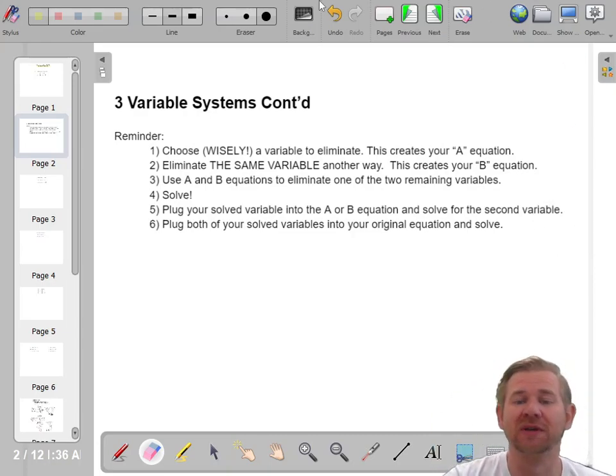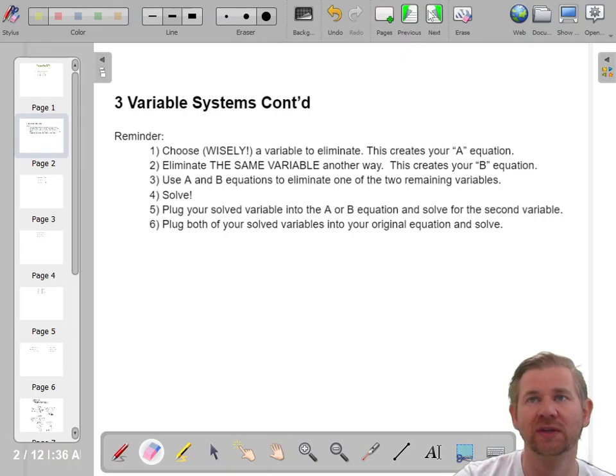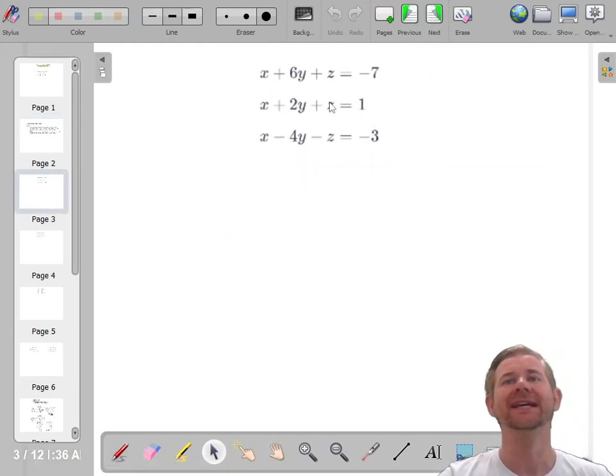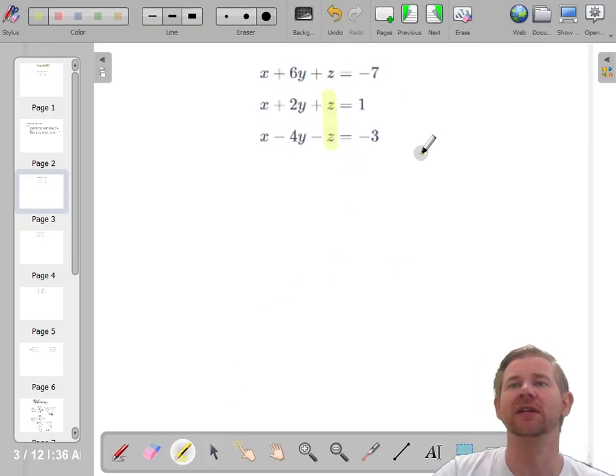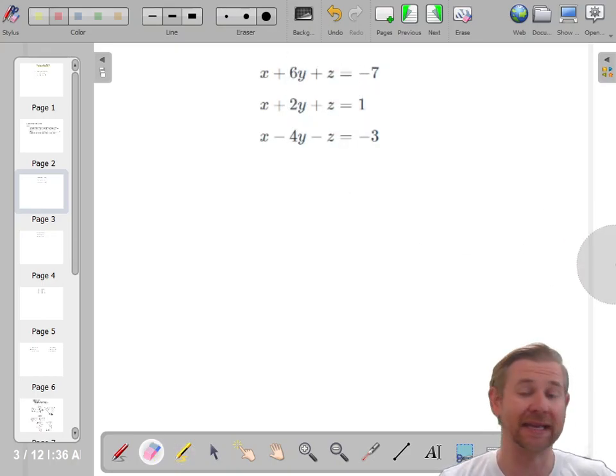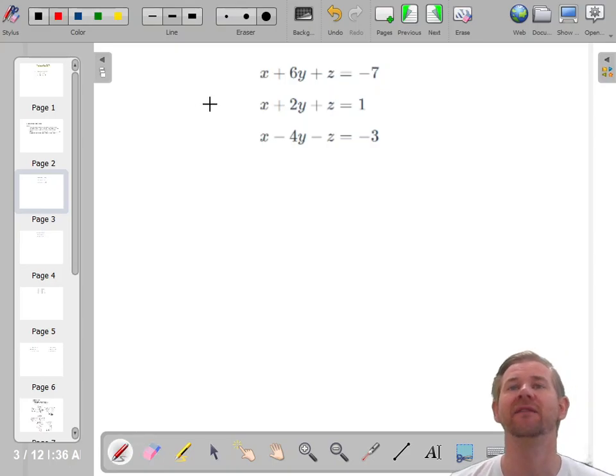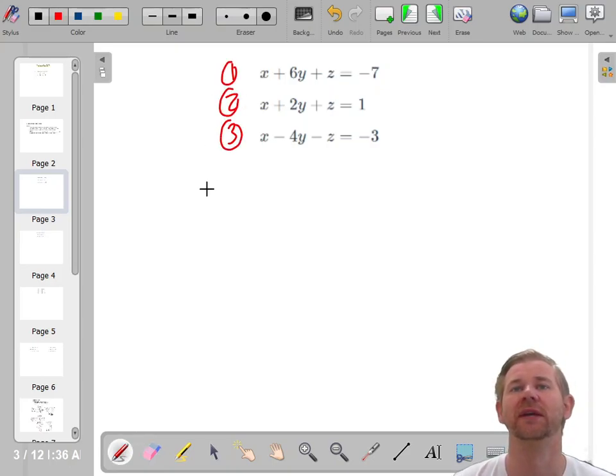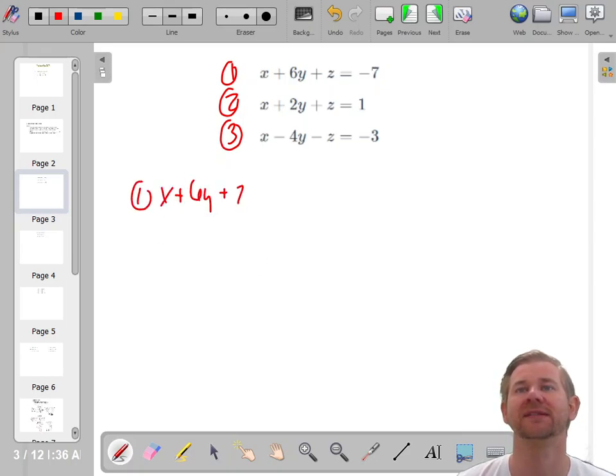So again, the most important thing is that you work strategically here and you pick a variable that you can quickly get rid of 2 different ways. These problems are set up pretty friendly for you. You'll notice that this has a plus and minus z. So I'm probably going to use those 2, and then the second way I'll eliminate z is those 2. So I'm going to use lines 2 and 3 and lines 1 and 3. The most important thing is that you label stuff and pay attention here. 1, 2, 3. First, I'm going to do line 1, x plus 6y plus z equals -7, and line 3, x minus 4y minus z equals -3.